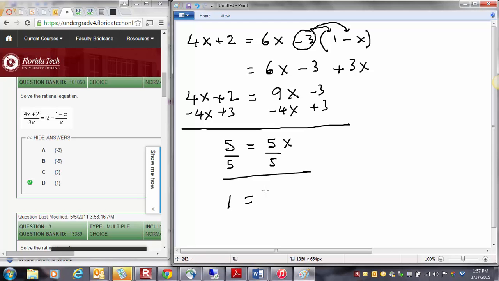So 1 equals x. Now does it affect my denominator? If x equals 1, will this be 0? No. 3x is 0 only when x equals 0. So the only solution is x equals 1.